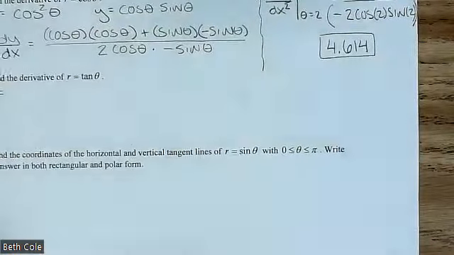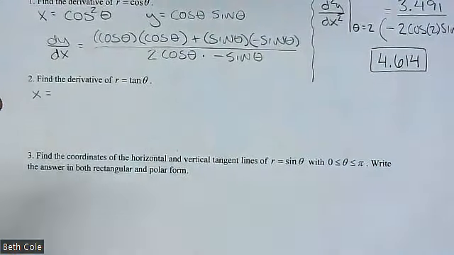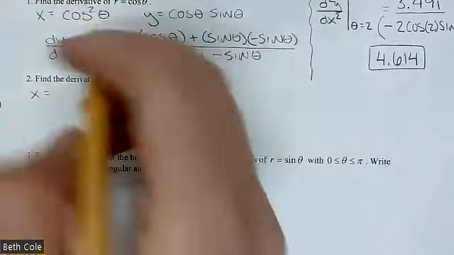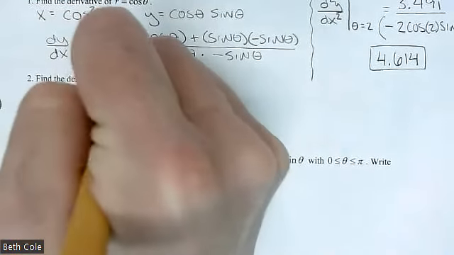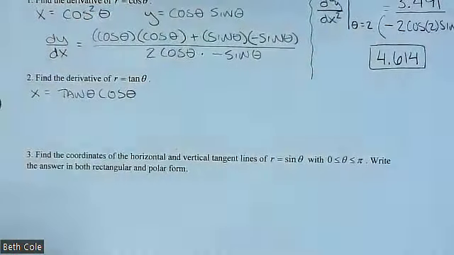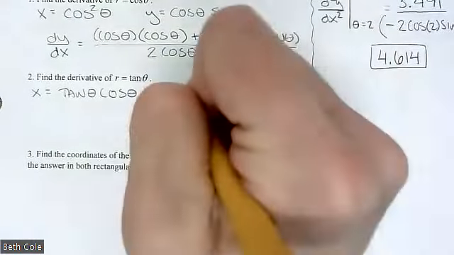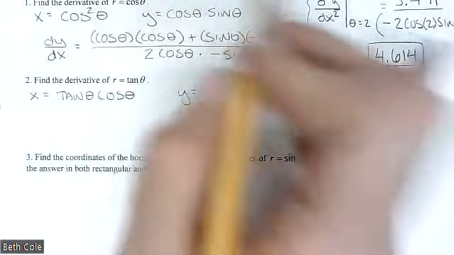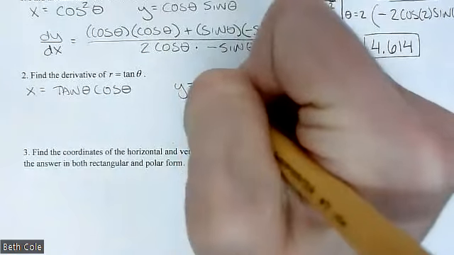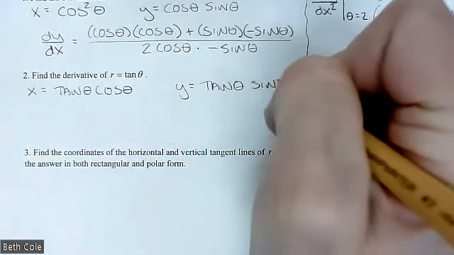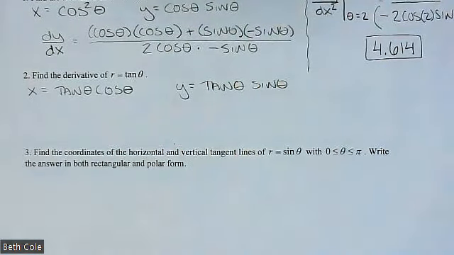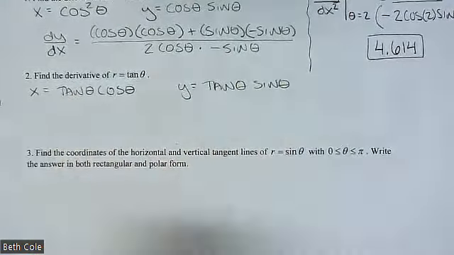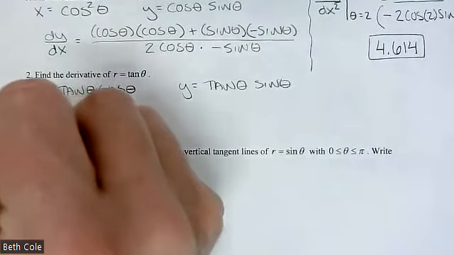First, you find x and y. X is going to be r cosine theta. So that would be tangent times cosine. And then what would y be? Yep, tangent times sine. Do you see why it's going to be really heavy on the product rule? Like you end up with two things multiplied together. So it's going to end up being heavy on the product rule.